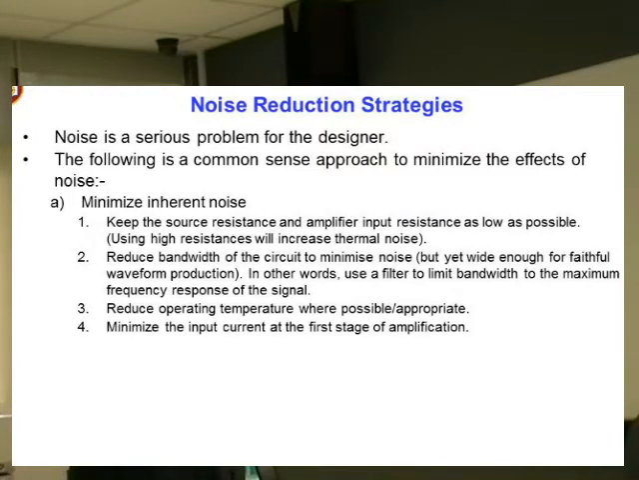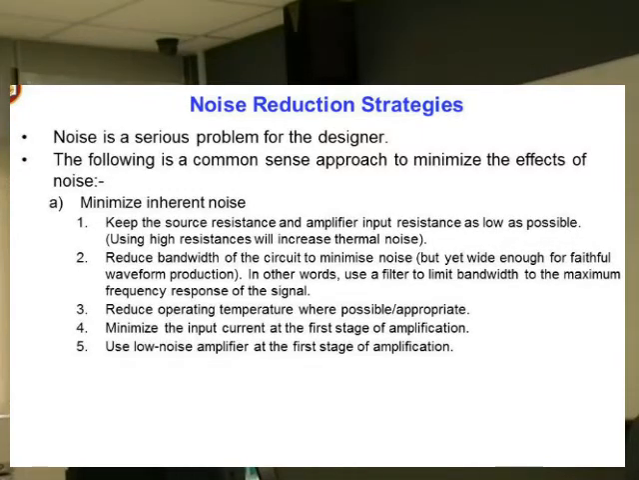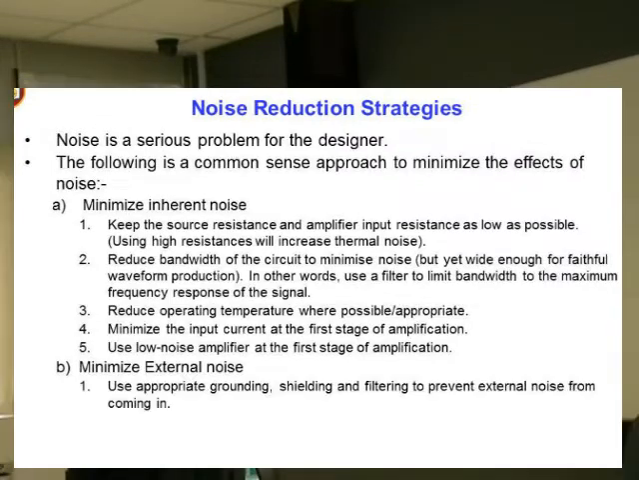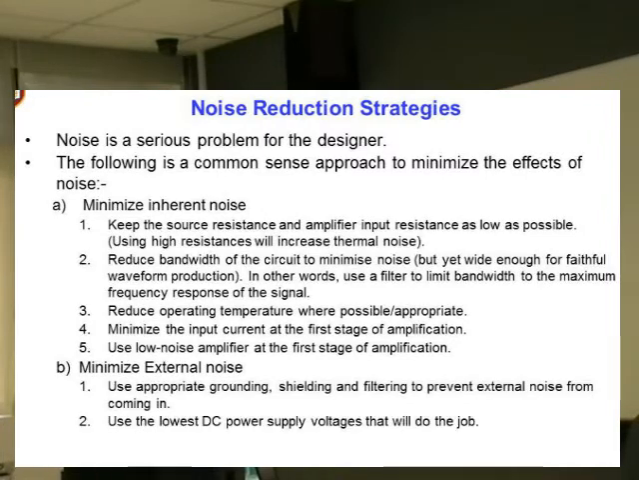You minimize the input current at the first stage of amplification, that will reduce your shot noise. And you use a low noise amplifier at the first stage of amplification. And for external noise, what can you do to minimize it? You use appropriate grounding, shielding, and filtering to prevent external noise, and we will learn more of this in later chapters. And you use the lowest DC power supply voltage that will do the job.